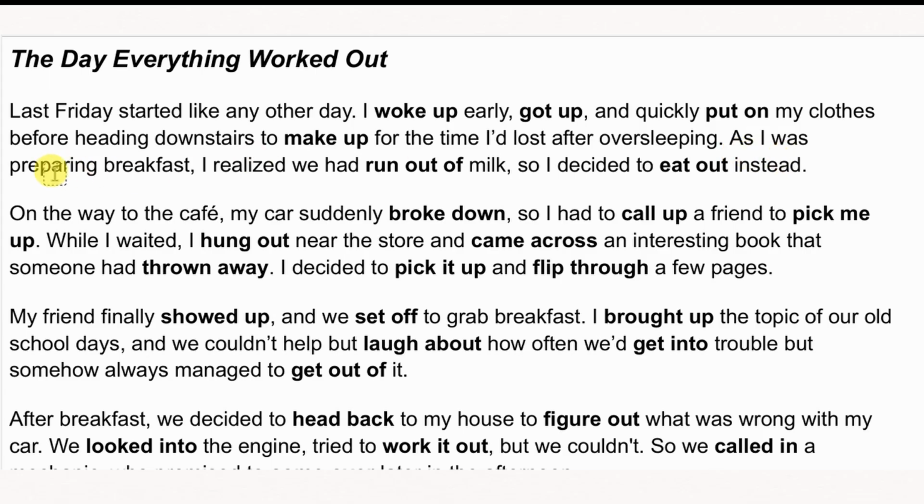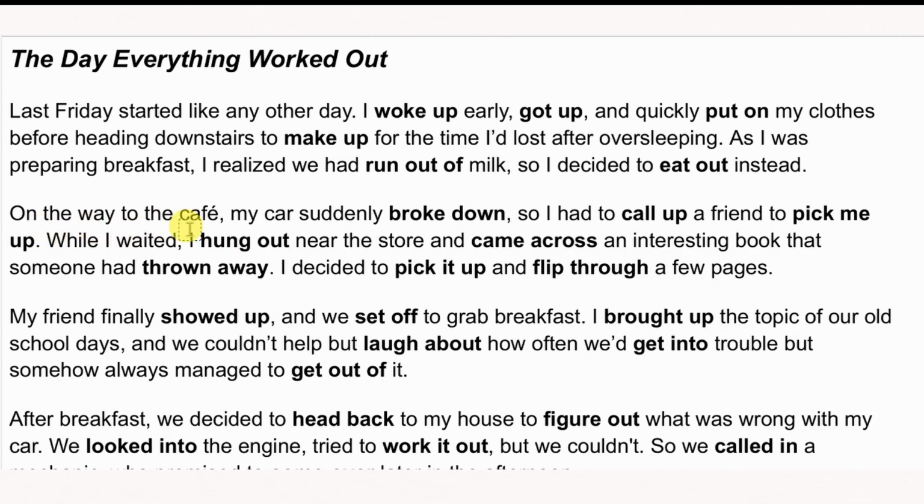As I was preparing breakfast, I realized we had run out of milk. What do you understand? So I decided to eat out instead. Means I decided to go to the restaurant.